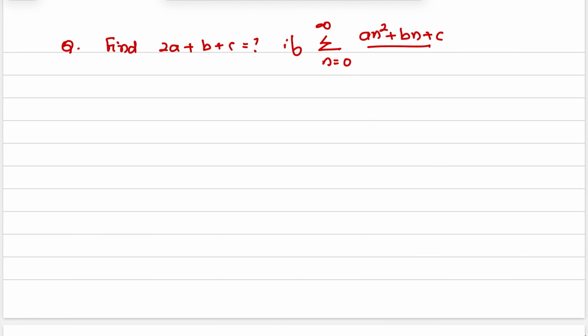What is the question given? Find 2a plus b plus c is equal to how much if sigma n is equal to 0 to infinity (an square plus bn plus c) divided by factorial n is equal to 7. Let's go for the solution.